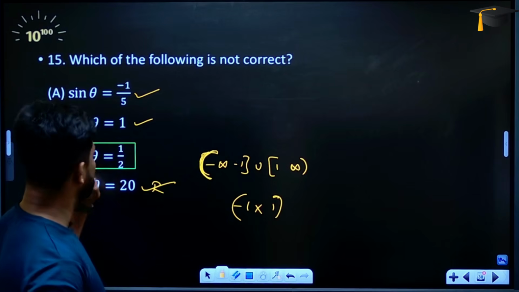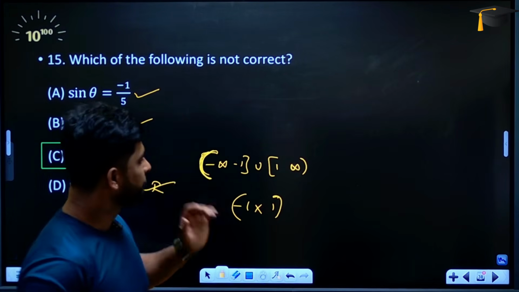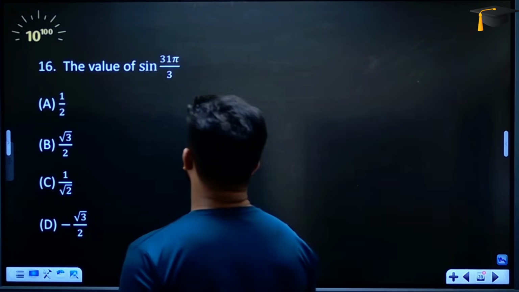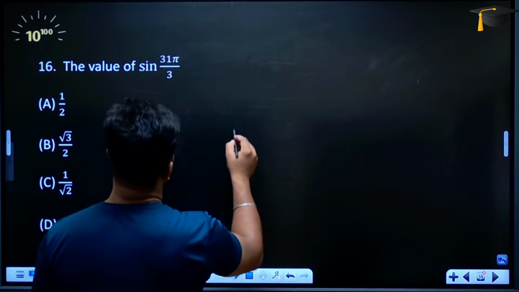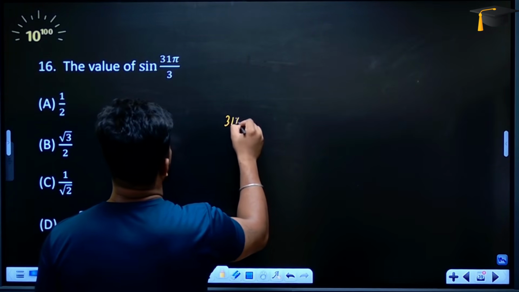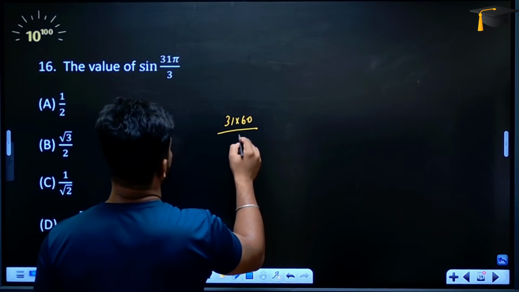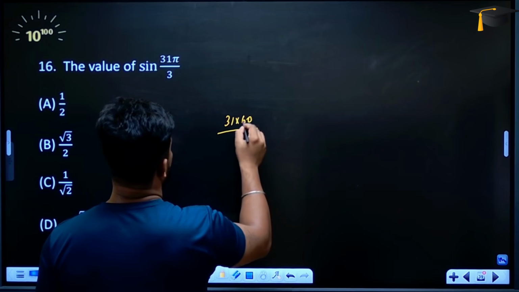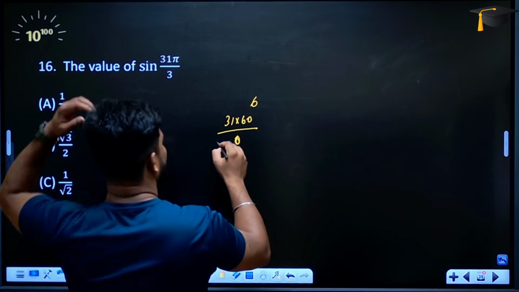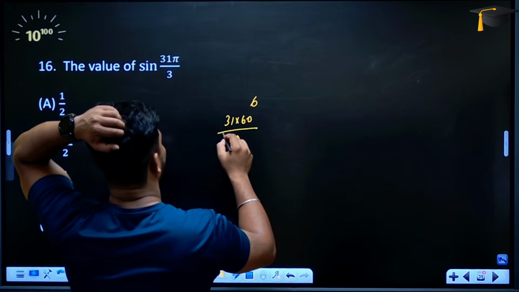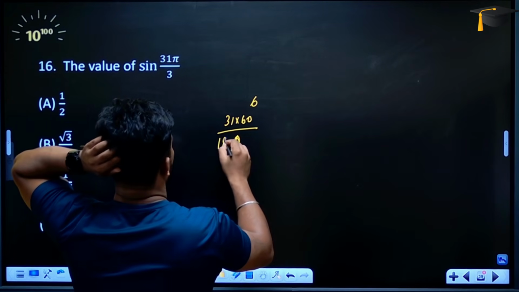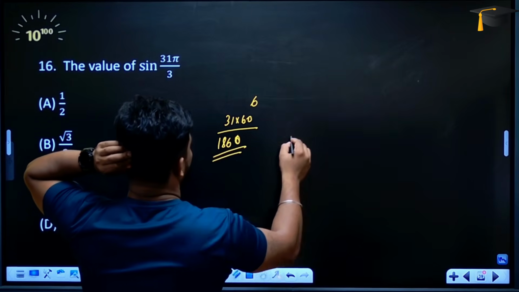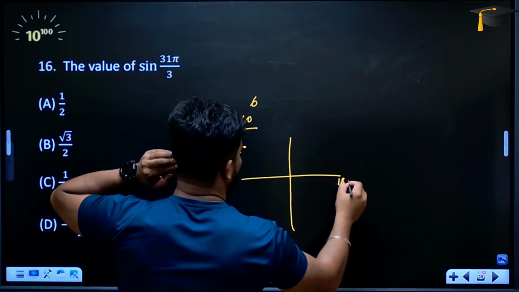So option C, this is the wrong answer. Okay, next. So value of 31 pi by 3. 31 into 60. So 60 1s are 60, 0 6 carry over, 6 3s are 18, 186, 1860, yeah 1860 is what comes here.